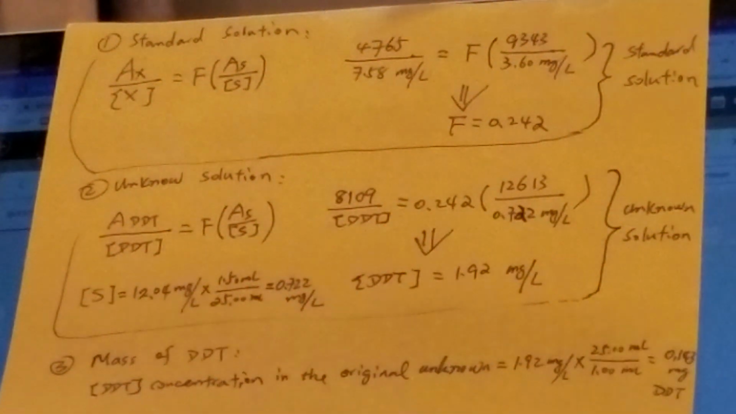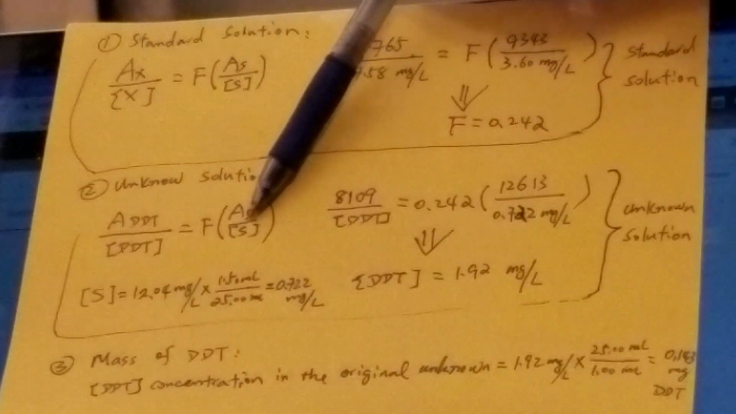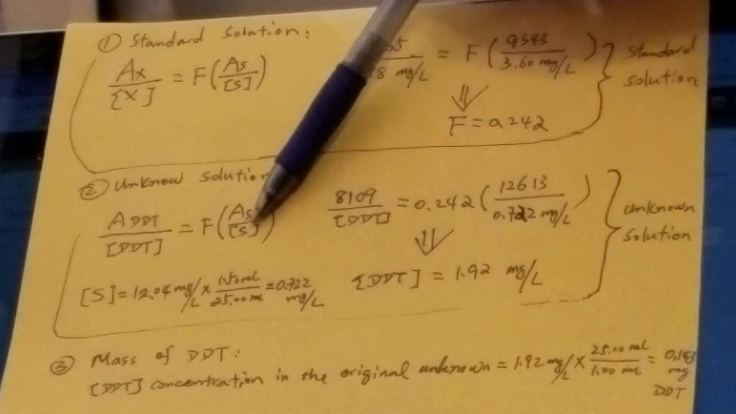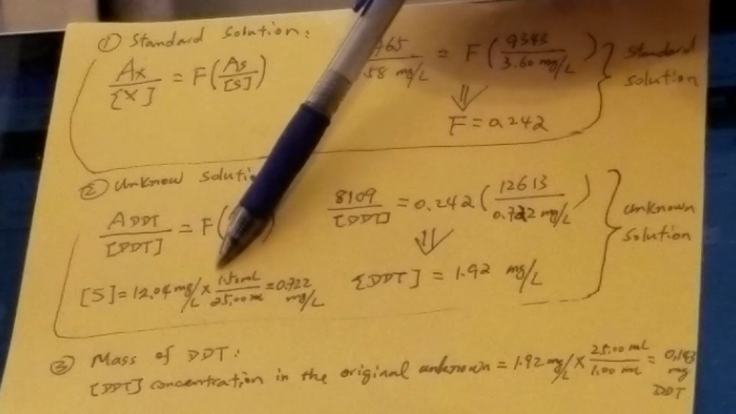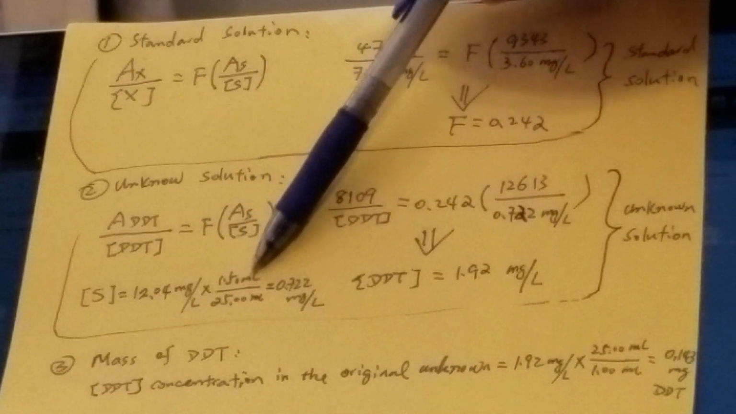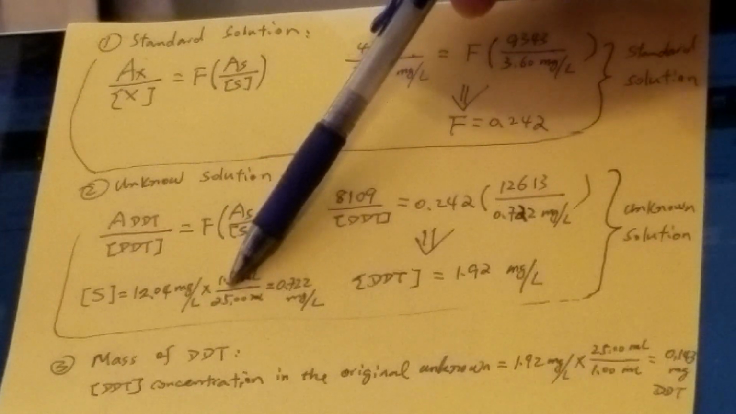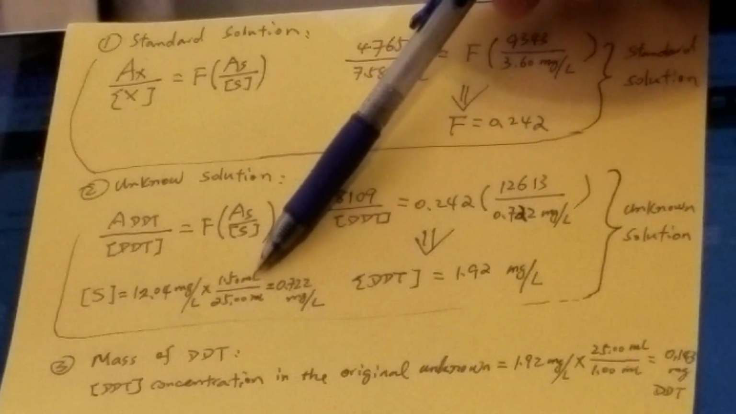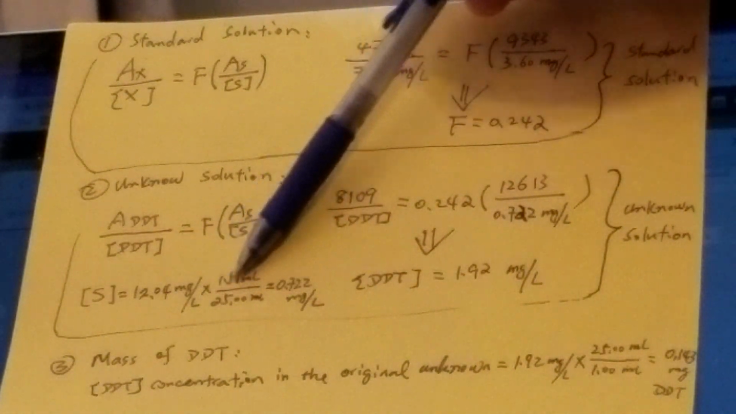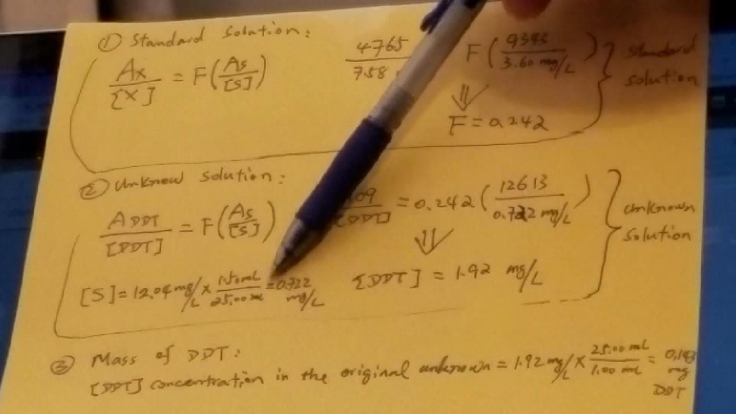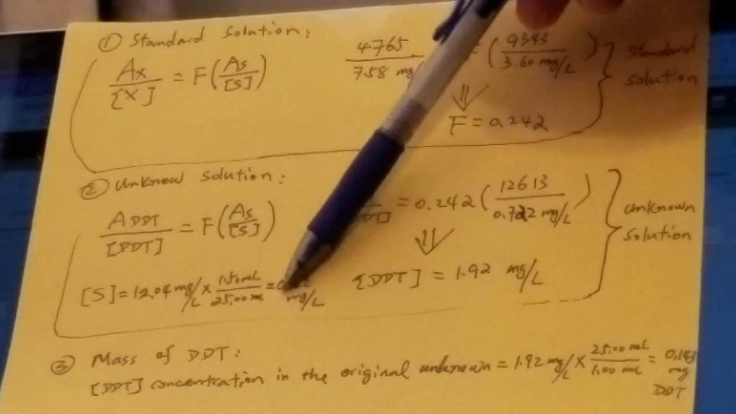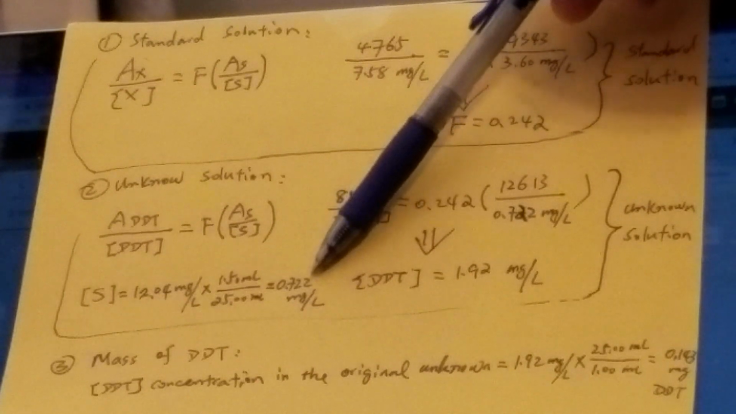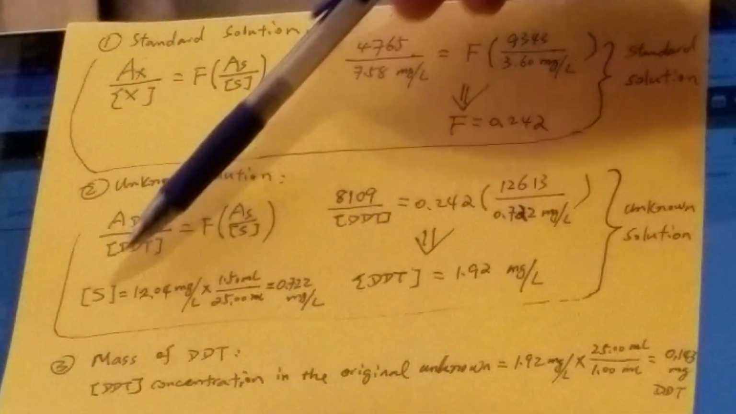Before we go any further, we need to find out the concentration of the standard. The standard is actually diluted: 1.5 milliliters diluted into 25 milliliters. That's a dilution factor. After the dilution, it's no longer 12 milligrams per liter, it's 0.722 milligrams per liter. So that's this S value.